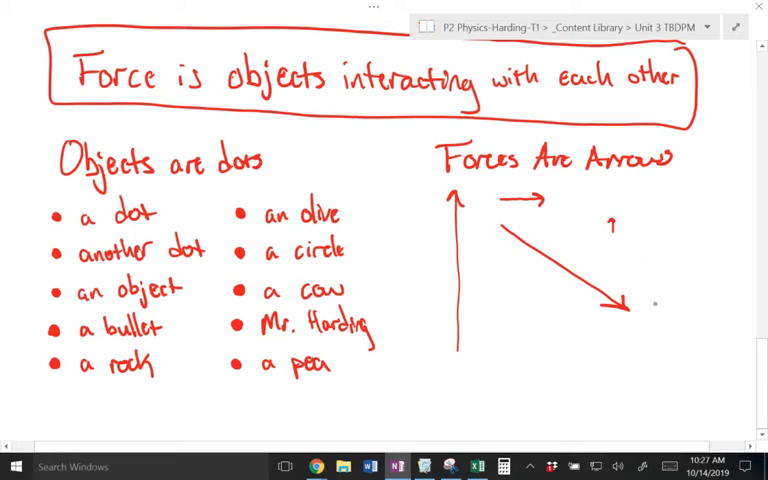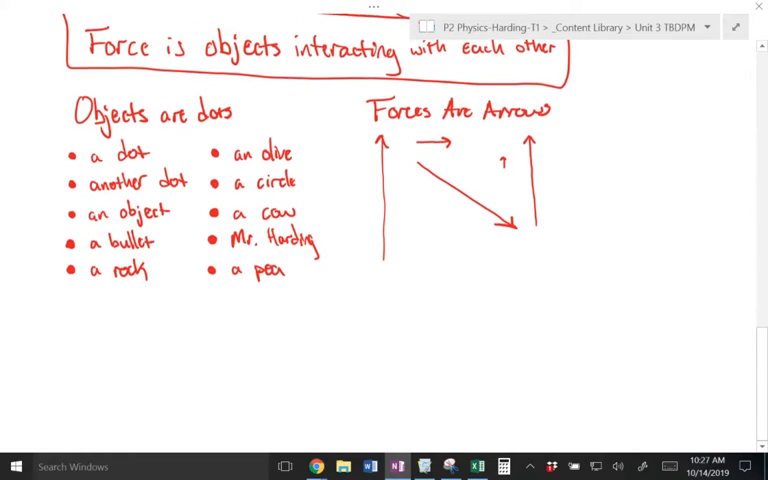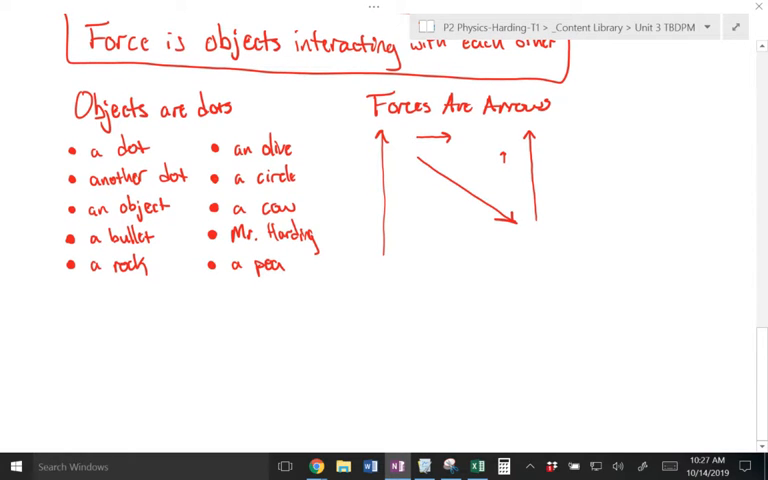Like if I draw that and then I draw that, what do you know about those two things? How much force there is, the amount of force, okay? That's why we represent it with arrows, because it shows how much force and it shows the direction of it, okay? So then another type of diagram we might do.